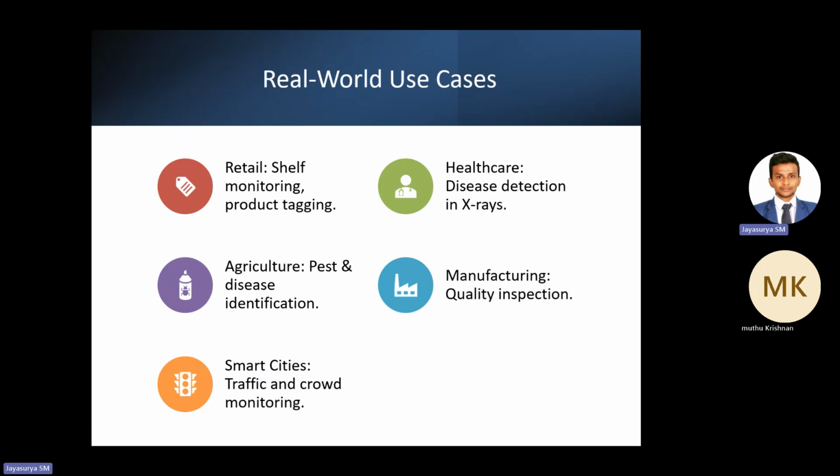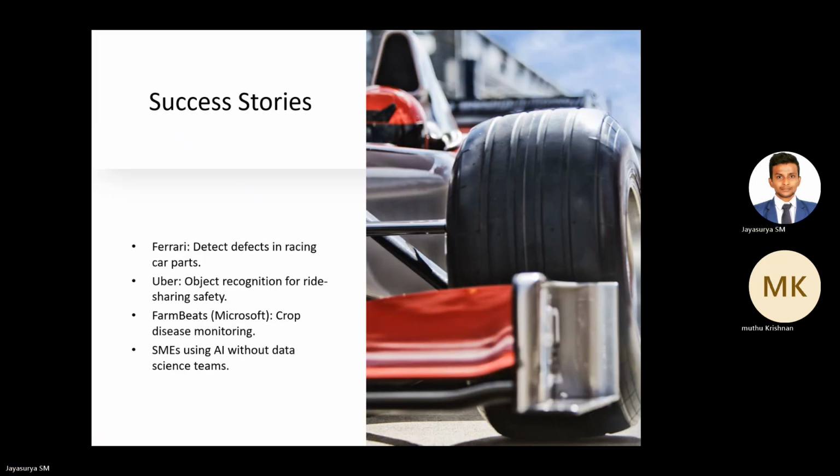In smart cities we have CCTV cameras that check whether the driver is wearing a helmet or not, for preventing accidents and for monitoring the traffic, which is very useful for smart cities. And here we have the success stories of Custom Vision. The first is Ferrari, which detects defects in racing car parts. Ferrari is one of the clients of Custom Vision, and Uber recognizes objects for ride sharing safety.